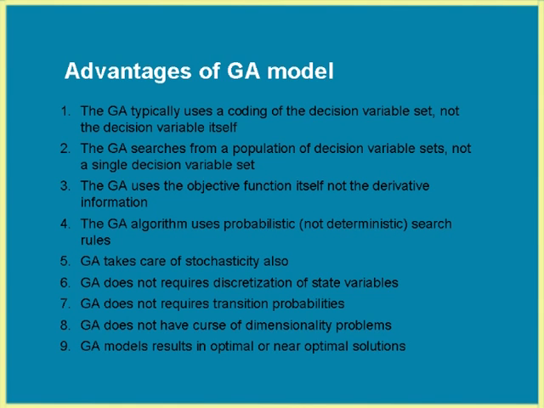It's very easy to solve with GA also. GA does not require transition probabilities. GA does not have the curse of dimensionality. The GA model results in optimal or near optimal solutions. That is guaranteed, whereas in other techniques, it is not guaranteed. Particularly in LP, we cannot guarantee that the solution is a globally optimal solution.